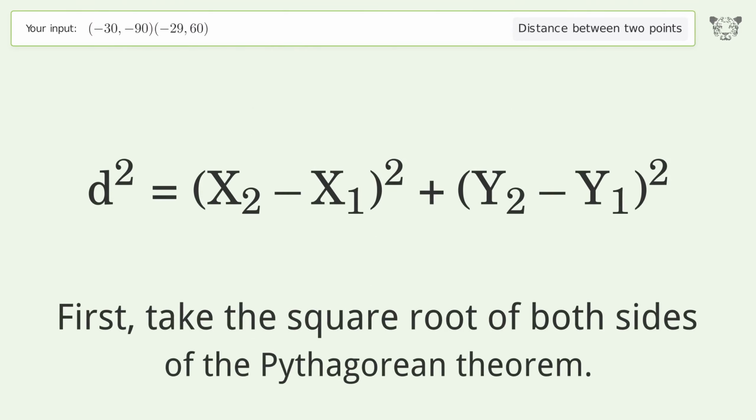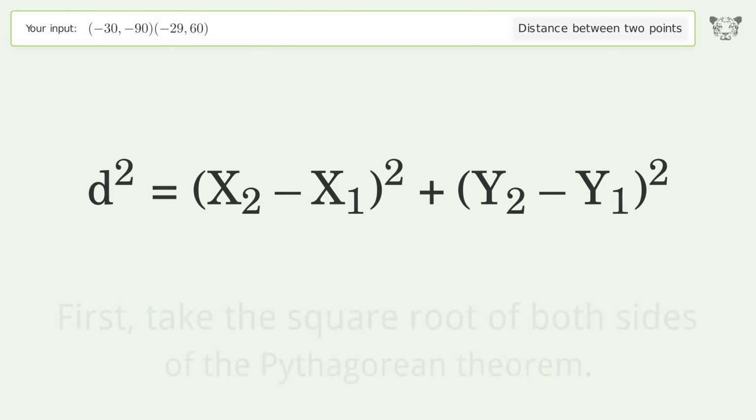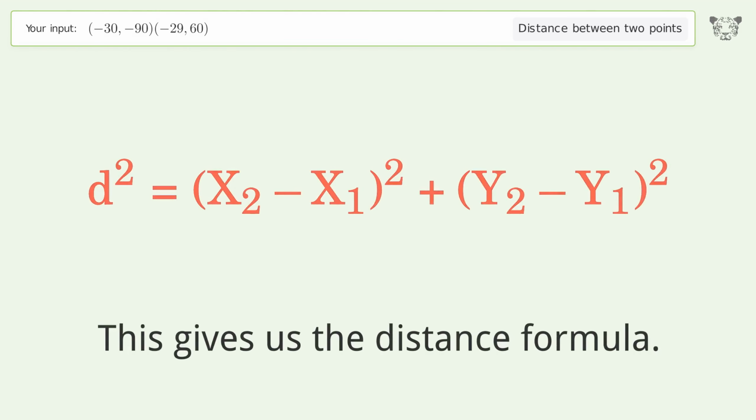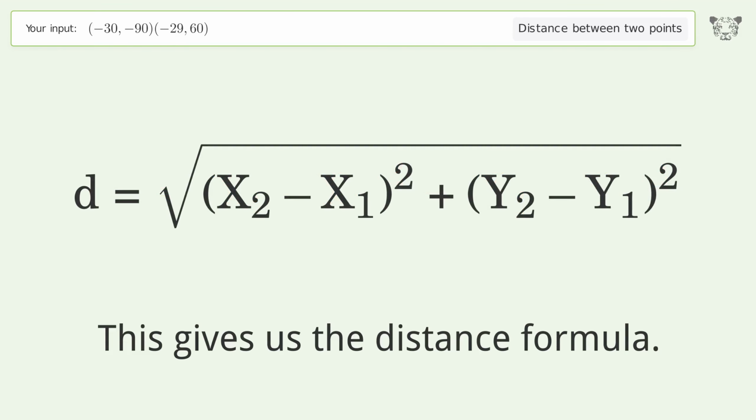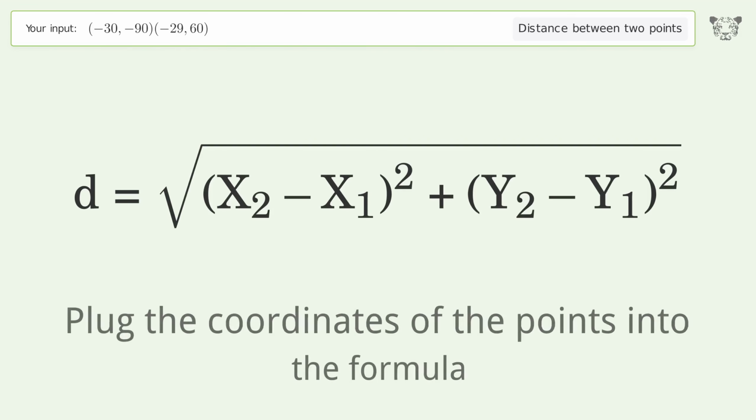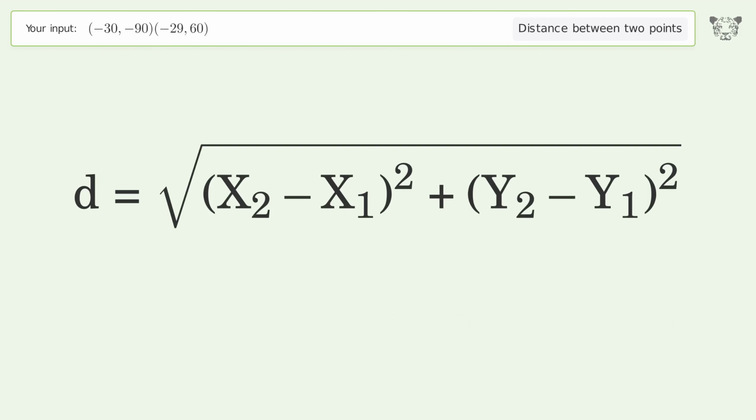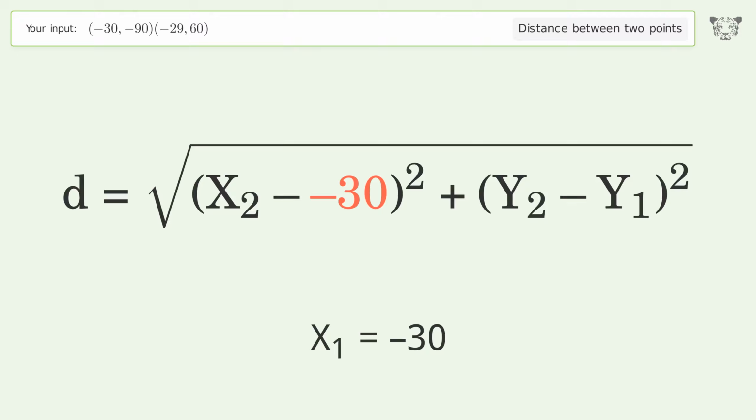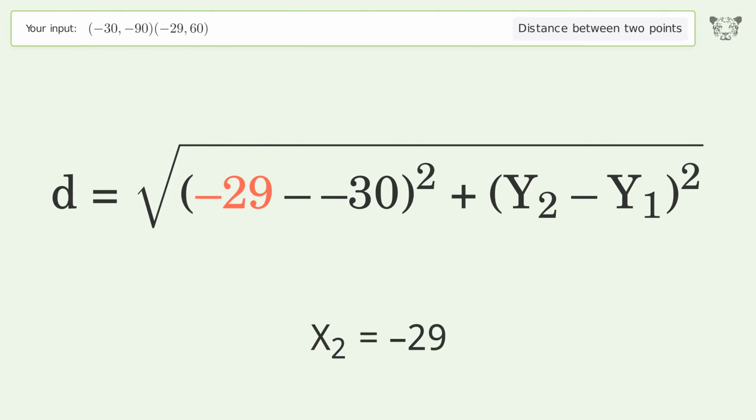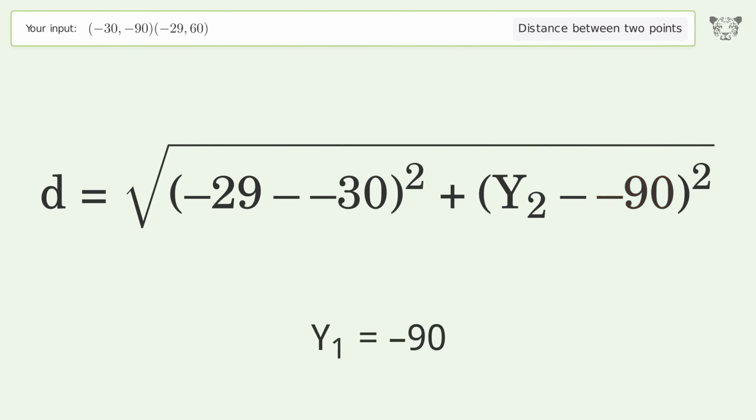First, take the square root of both sides of the Pythagorean theorem. This gives us the distance formula. Plug the coordinates of the points into the formula. x1 equals -30. x2 equals -29. y1 equals -90. y2 equals 60.